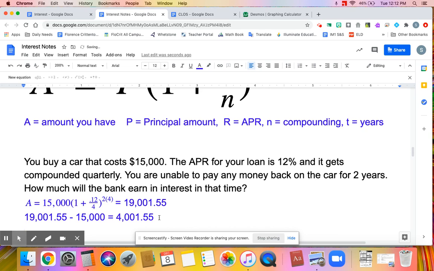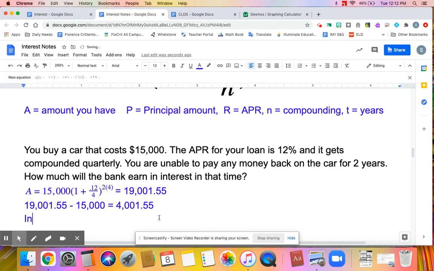So to write it as a sentence, in the 2 years, the bank will earn $4,001.55 because of interest. And then that's how you would answer that question.